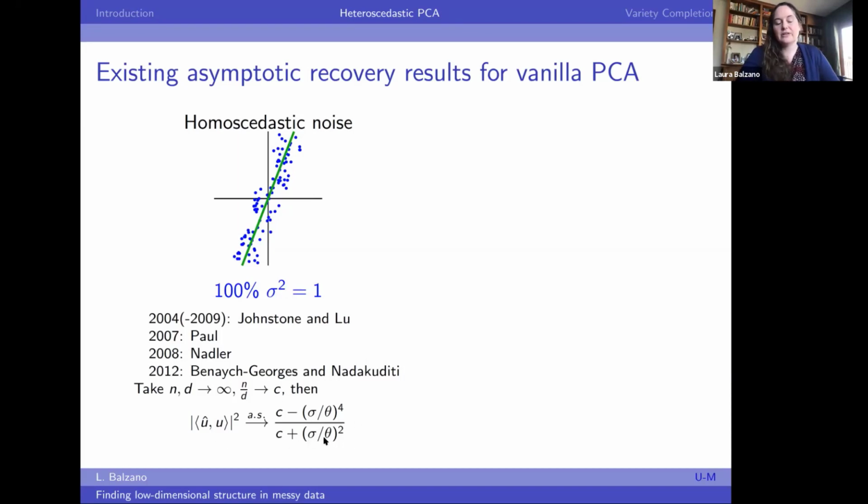Okay, so this ratio is slightly less than 1, but as the signal to noise ratio gets better, or as N over D gets larger, then this will get closer and closer to 1. So the inner product of your estimate with the true buried or planted component will approach 1.